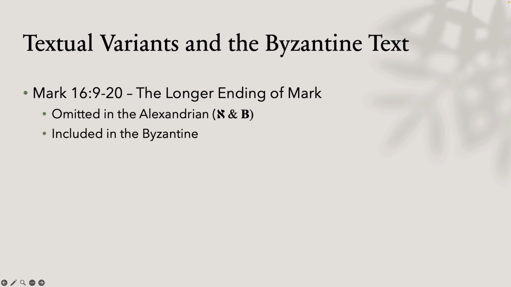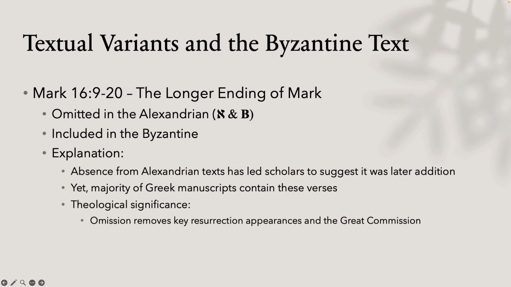Yes, so this longer ending is included in the Byzantine. And some explanation for this: the absence from Alexandrian texts, as scholars suggest, is because it was a later addition. Obviously, because they believe that Sinaiticus and Vaticanus are much older. So if it's not in the older text, then it must be an addition. That's the logic. We can read it. So the critical text, the Alexandrian text, ends at Mark 16:8. It ends with the women fleeing the tomb, and it just cuts off.